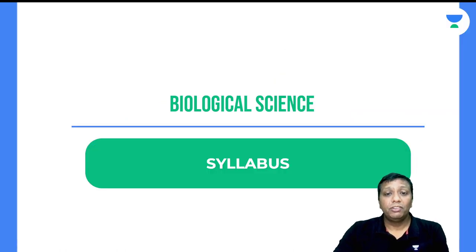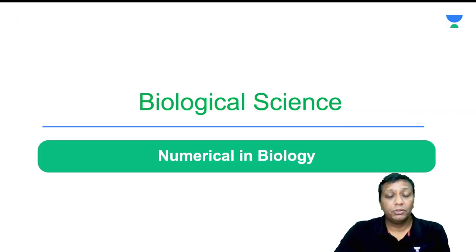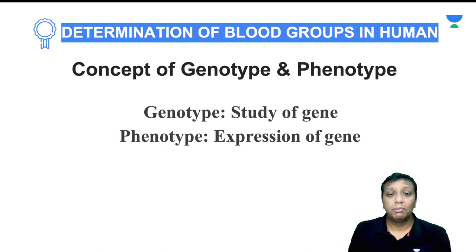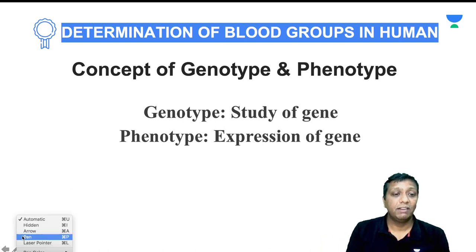So finally, I have already explained the biological science levels. Now I'm coming to the numerical in biology. Before starting, I'm very sure you have not missed my lesson one, where I told you how to understand the genotype and phenotype concepts. I already explained the genotype and phenotype concepts in the previous lessons.